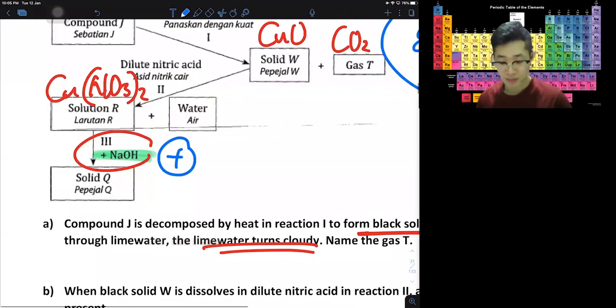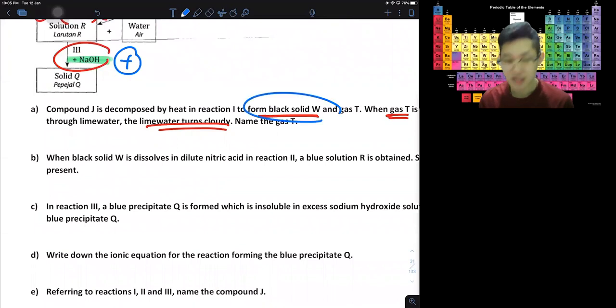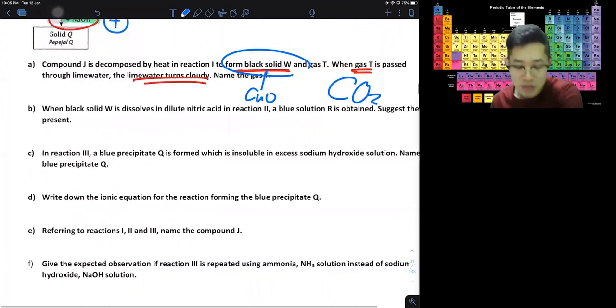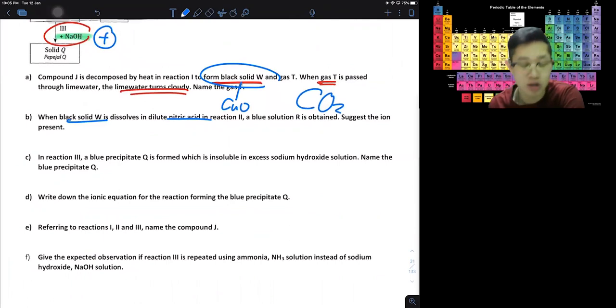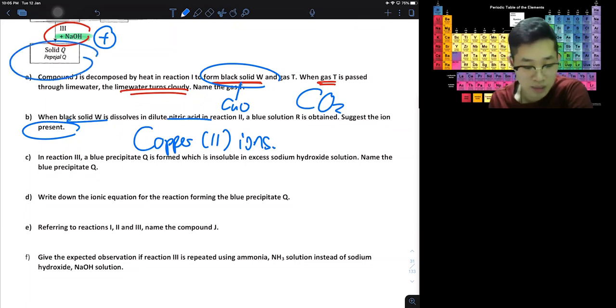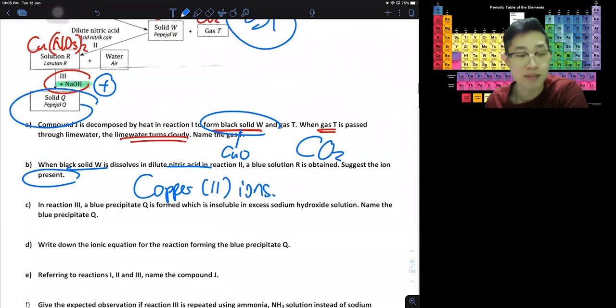So now, black solid, done, copper 2 oxide, we wrote on the top already. T is carbon dioxide, easy. When W dissolved in nitric acid, a blue solution is obtained, suggests the ion present. So the ion that shows blue color is the copper 2 ion. In reaction 3, a blue precipitate Q is formed. So this is a blue precipitate. Name the blue precipitate.